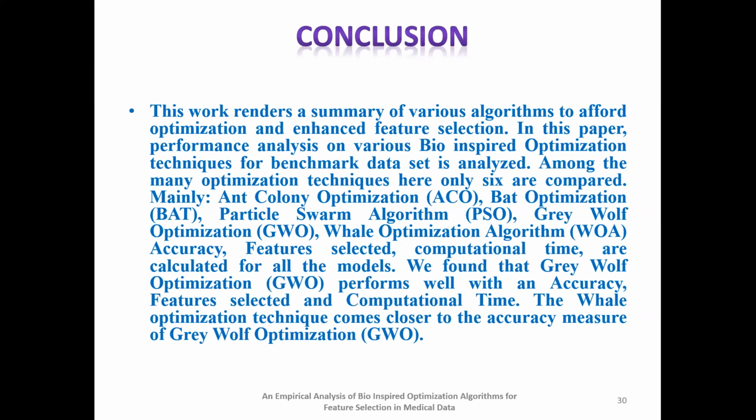Among that, many optimization algorithms have been compared: ant colony optimization, BAT optimization, particle swarm optimization, gray wolf optimization, and whale optimization. By comparing the metrics accuracy, feature selection, and computational time, the gray wolf optimization algorithm performs better than the other optimization algorithms. Nearly, the whale optimization algorithm has been closer to the gray wolf optimization in accuracy and computational time.